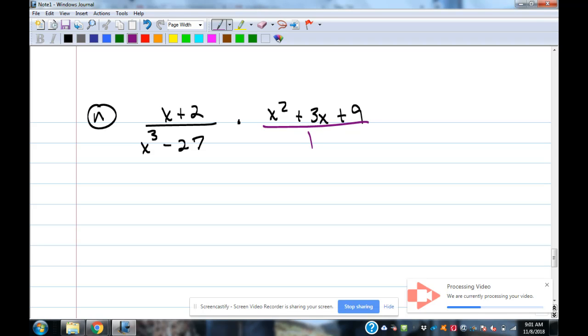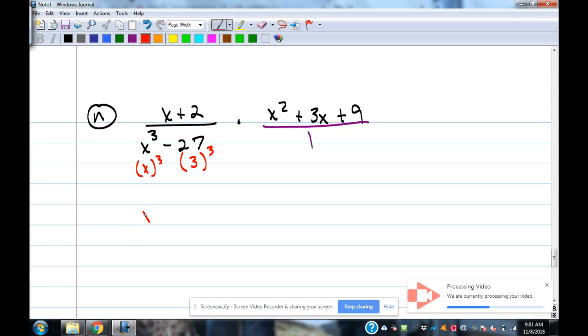Alright, so does x plus 2 factor? No. Great. That's one I don't have to do. What about x cubed minus 27? Difference of cubes. 27 is what cubed? 3 cubed.